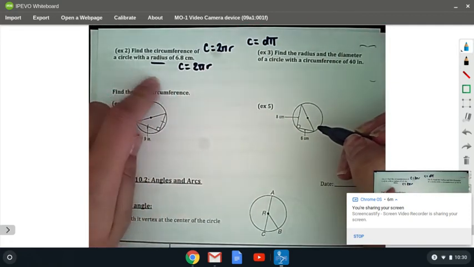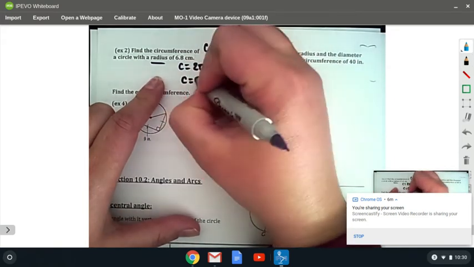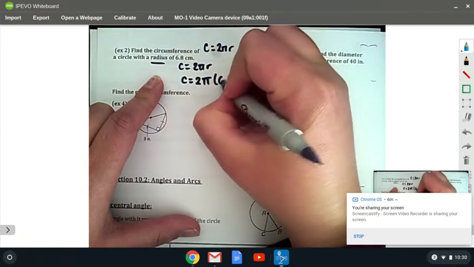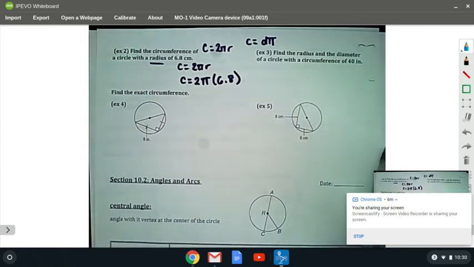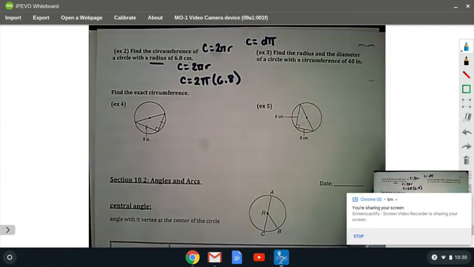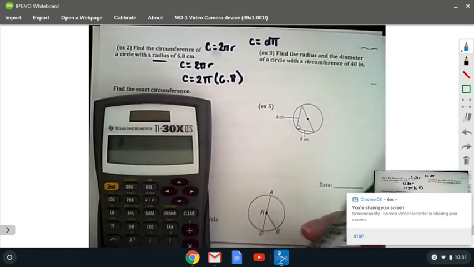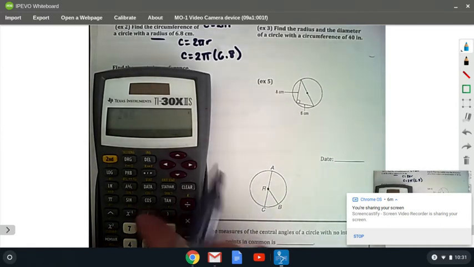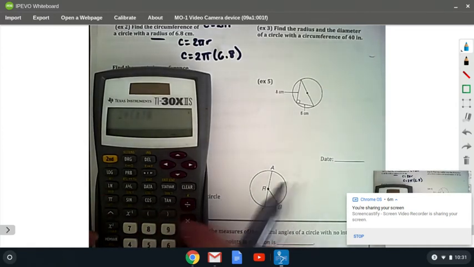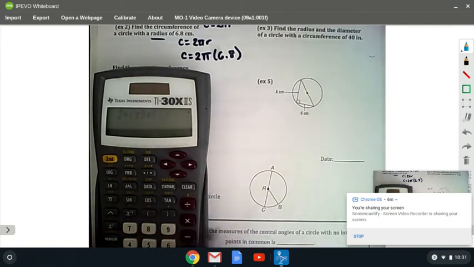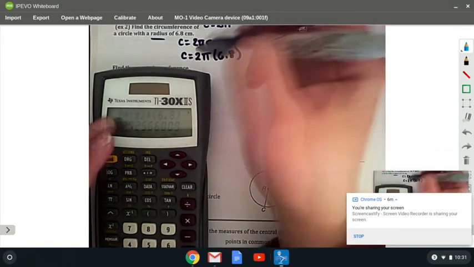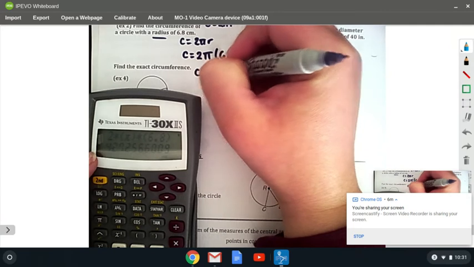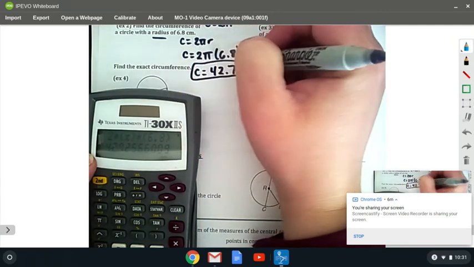So find the circumference of a circle when the radius is 6.8. So I'm just going to plug in 6.8 here. I'm going to grab my calculator, and like always, there are plenty of online calculators you can use. I'm going to do 2 times, and put in parentheses my pi, times, parentheses, 6.8, and I get a circumference of 42.7.